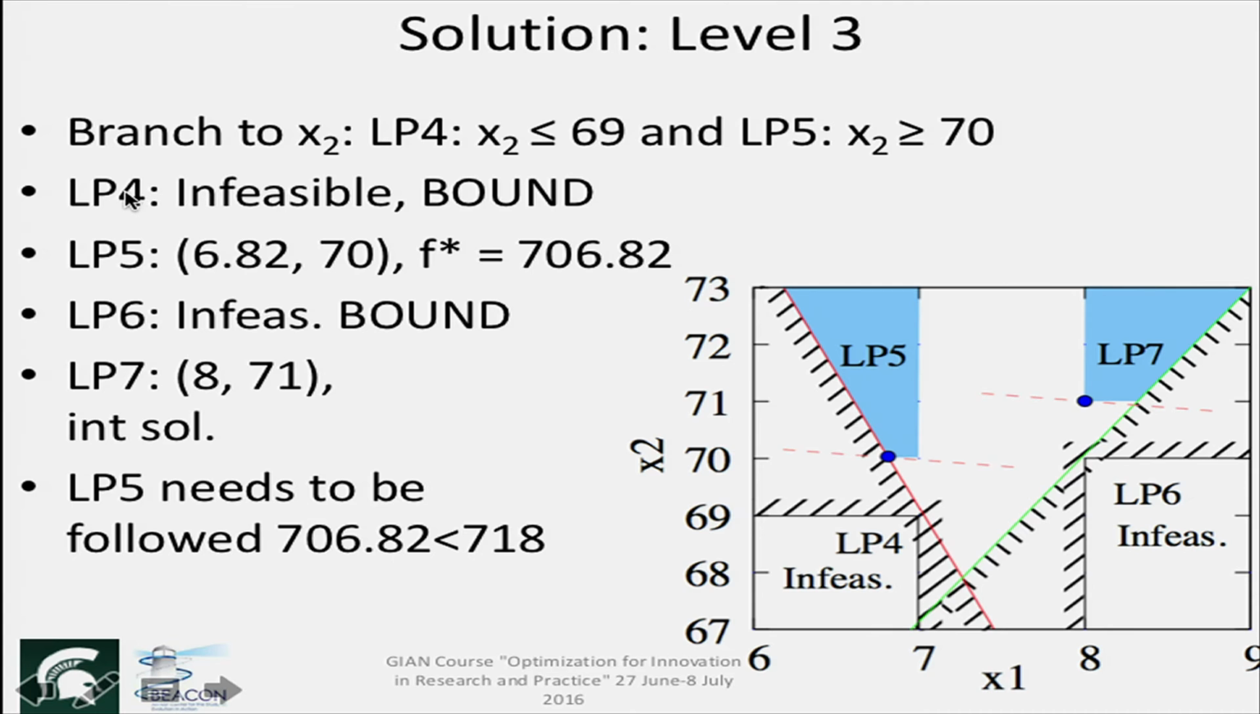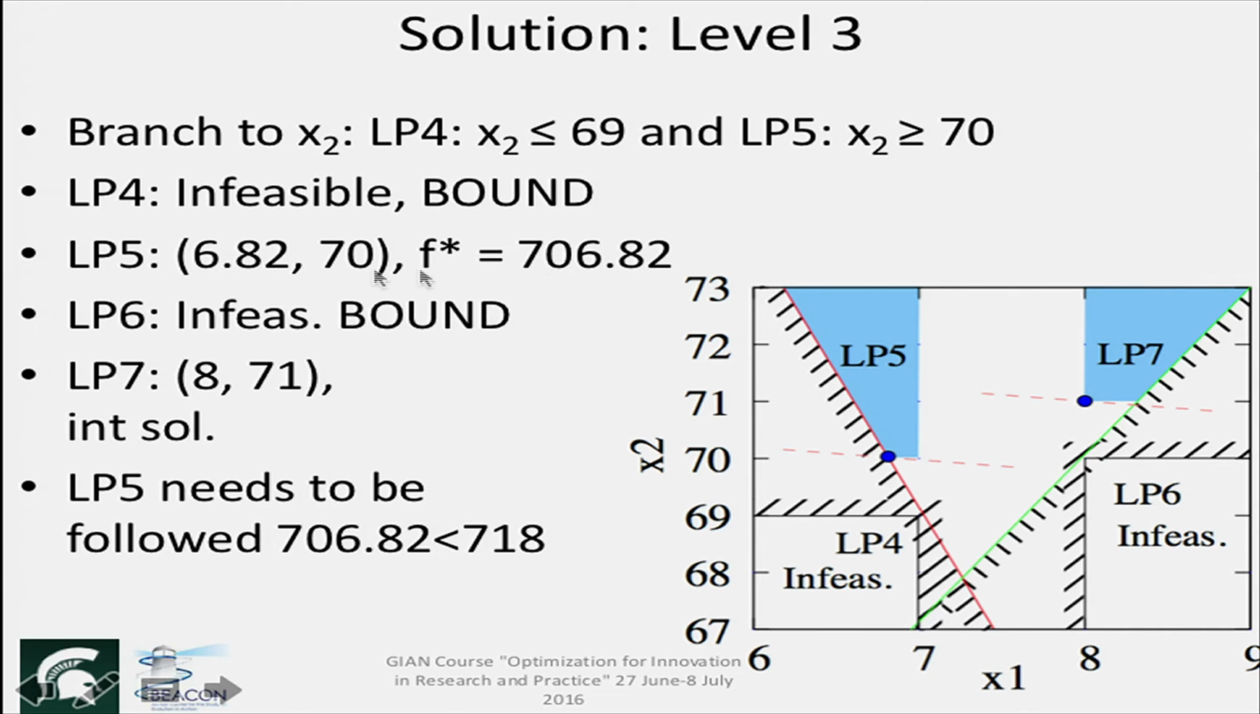It so happens that LP4 happens to be infeasible. You see, here they have a contradiction and there is no feasible solution because the original feasible region was here. So there is no feasible solution. So I will bound it. I will not go any further from here. LP5, this one has a feasible solution, and unfortunately that's again a non-integer solution.